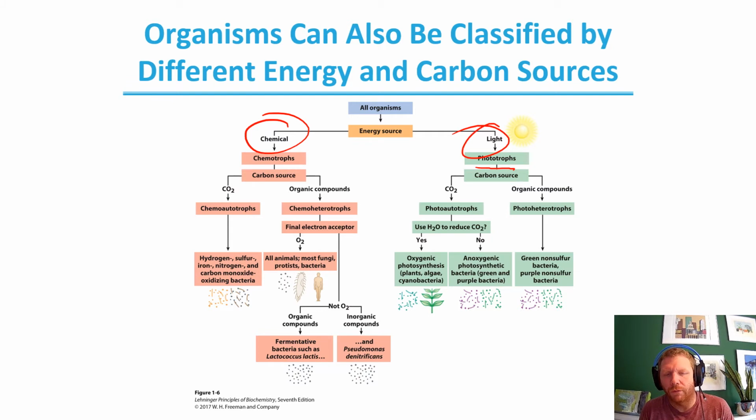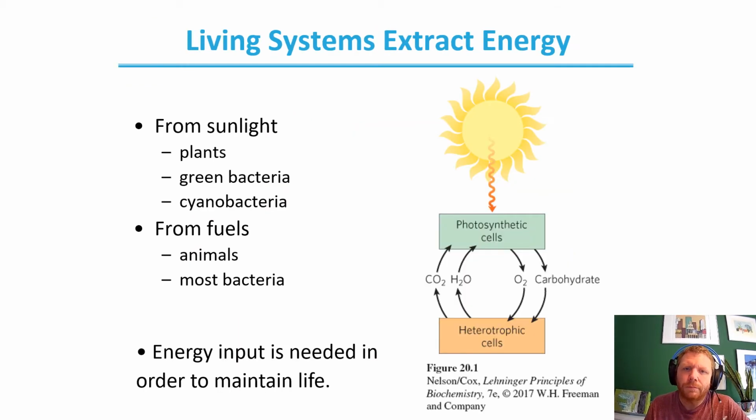Then when you go further from that, you can break these things down and divide them up a lot further and get to individual organisms. Then you can just process it and triage that information more and more. So you can break things down a lot based on these two general classifications. Living systems that extract energy from the sun are plants, green bacteria, and cyanobacteria. Living systems that extract energy from fuels would be something like animals and most bacteria.